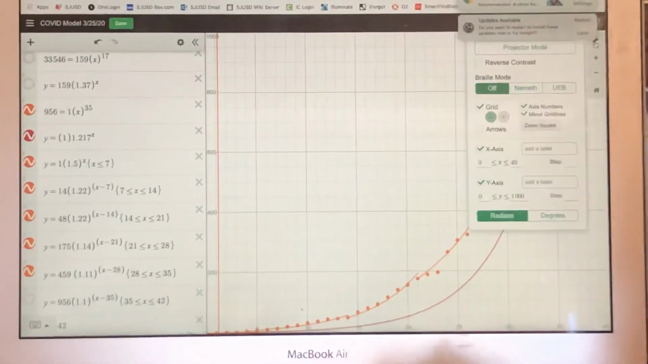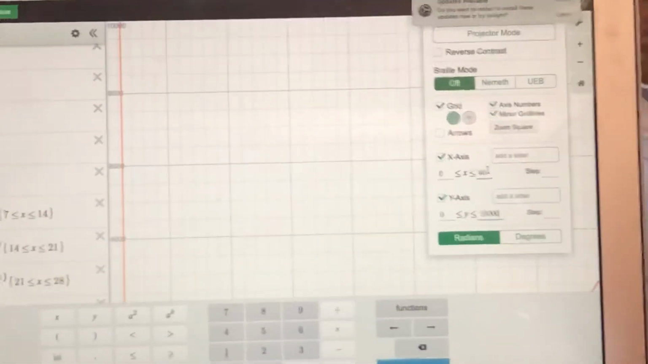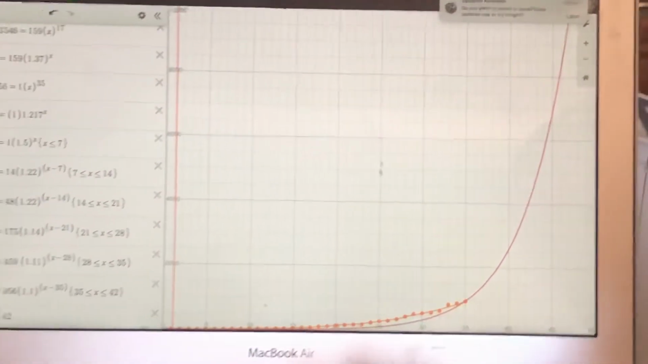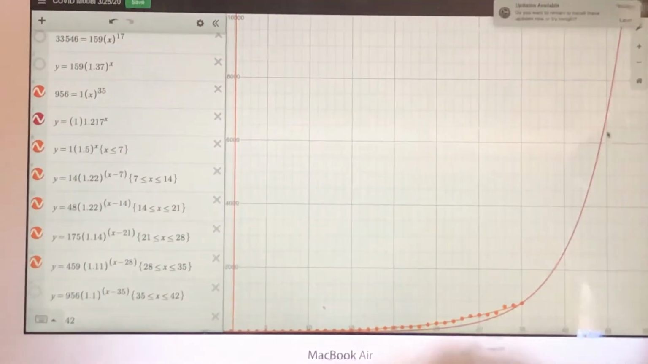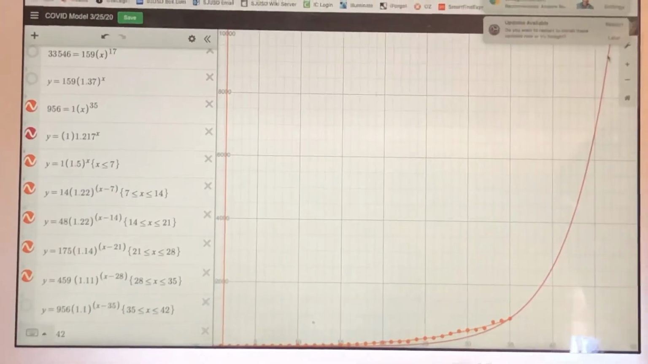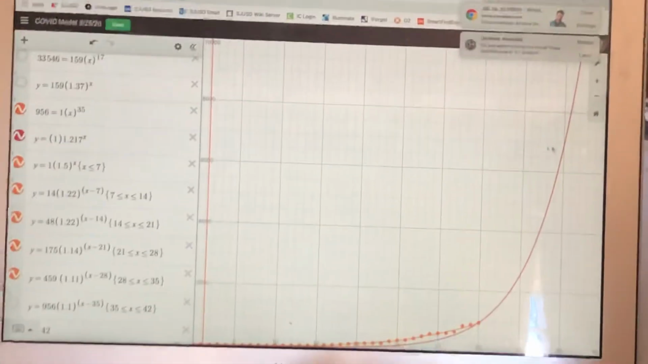All right, I'm going to change my wrench value. I'm going to move up to 10,000 cases. And I'm going to try to take it out to day 50. And let's see where we're headed. So you see, by day 50, the red model, the one that kind of had a global sense that we were going at a 21.7 daily growth rate, has us shooting up very fast around day 50.